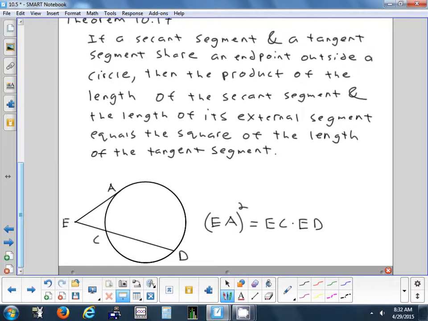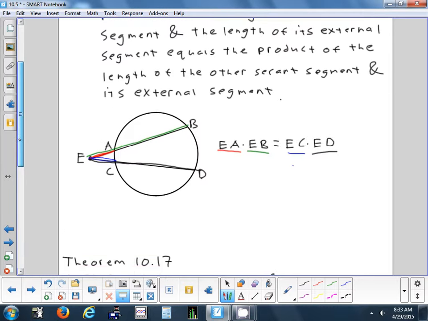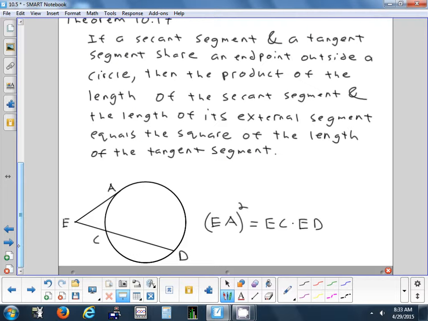What's different about this theorem? Just look at the picture. Don't read the words yet. What's different about the picture in theorem 10.17? It's very, very similar. Can anyone describe to me what I have here versus the other one? Well, we've got segments, so it might be good to start by describing those segments. Before we had two secant segments. What do I have now? I've got one what? Yeah? We now have a tangent as well. Yeah, I've got one secant segment and one tangent segment.